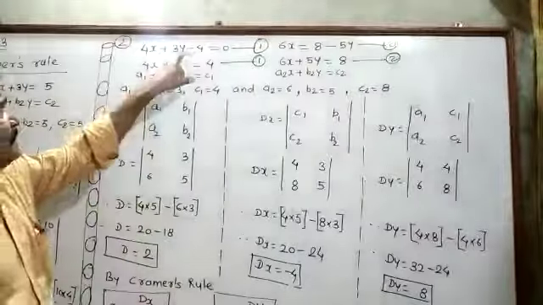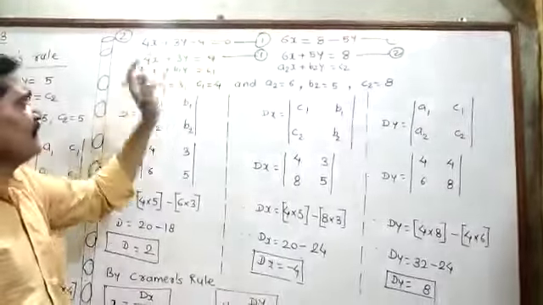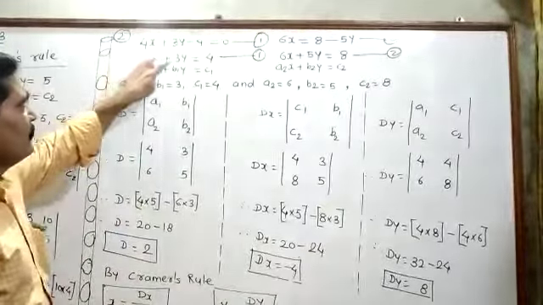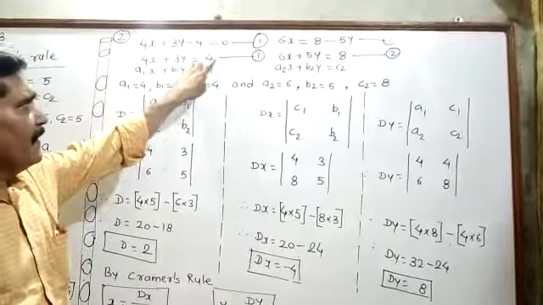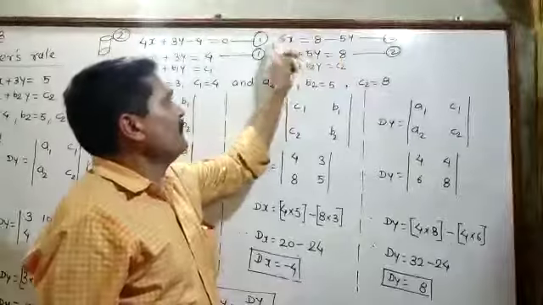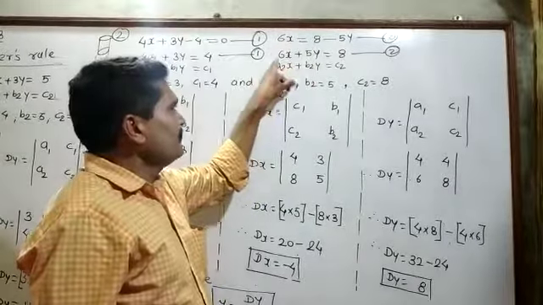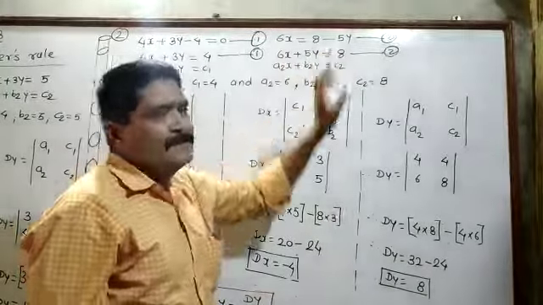So you have to transpose this minus 4 to that side. This minus 4 becomes plus 4. Then this becomes 4x plus 3y is equal to 4. And you have to transpose this minus 5y to this side. Minus 5y becomes plus 5y. And this equation becomes 6x plus 5y is equal to 8.